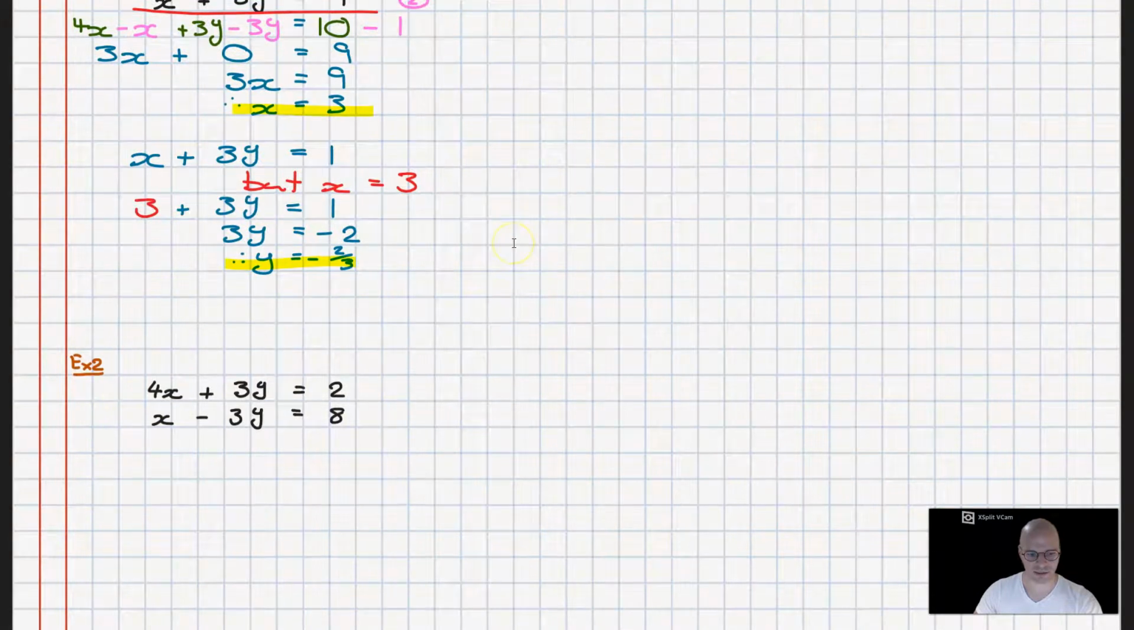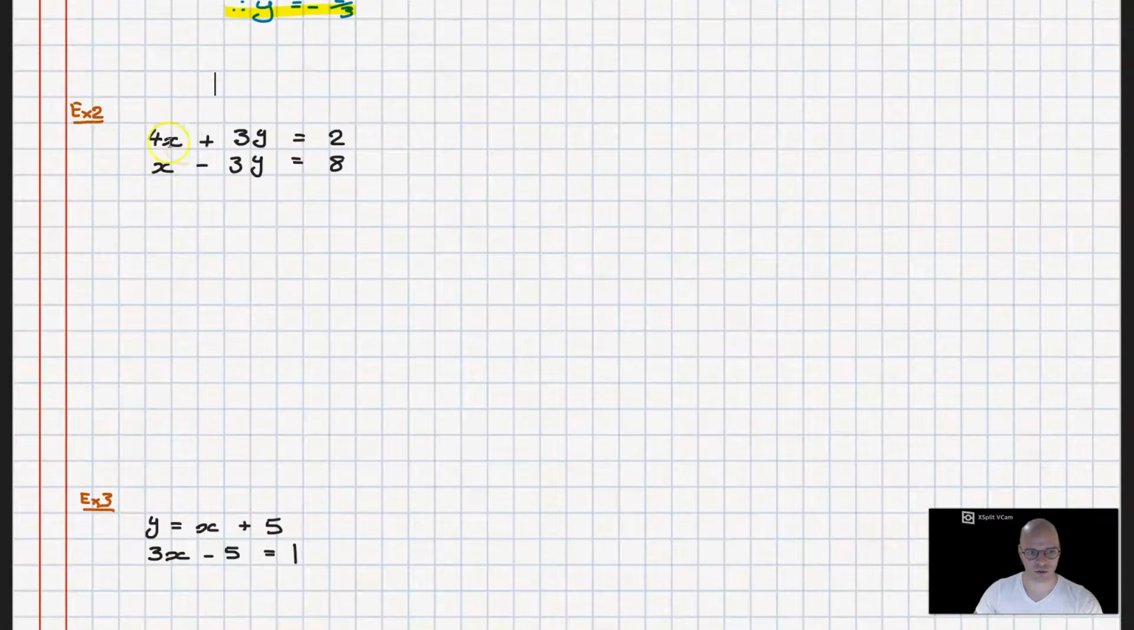Let's go down and have a look at example 2. We've got 4x plus 3y equals 2. Sort of similar to what we saw before. This is our first equation. And then we've got x minus 3y equals 8. This is our second equation. Once again, we want to try and eliminate these terms because notice there's a 3y and a 3y. So the coefficients are the same. So if we merge these two equations together, the 3y's are going to cancel out.